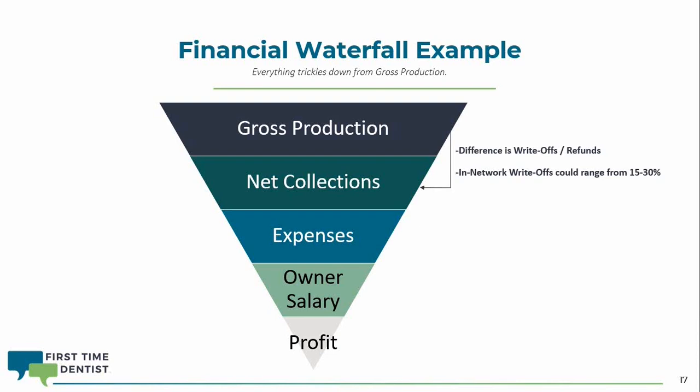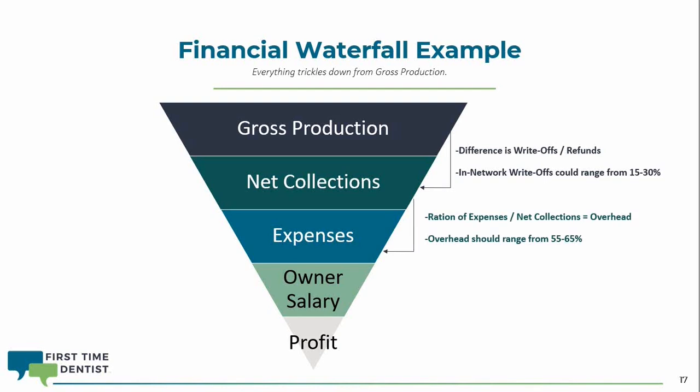Your in-network write-offs could be 15 to 30% depending on your situation. That's the amount of money that you're basically taking on a discount due to your financial agreement with the insurance company, as we already discussed.